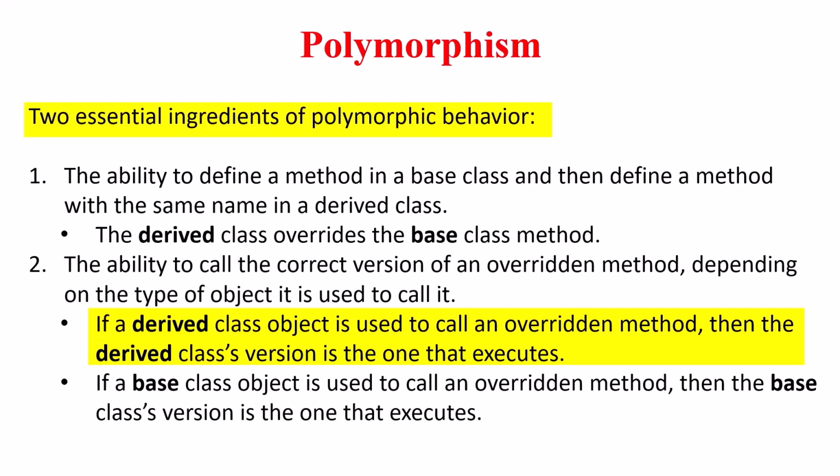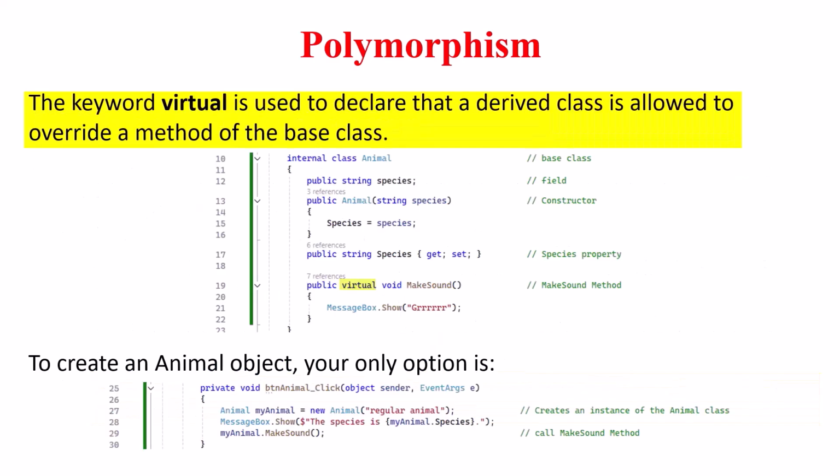The derived class overrides a base class method. If a derived class object is used to call an overridden method, then the derived class's version is the one that executes. And if a base class object is used to call an overridden method, then the base class's version is the one that executes. The keyword virtual is used to declare that a derived class is allowed to override a method in a base class.